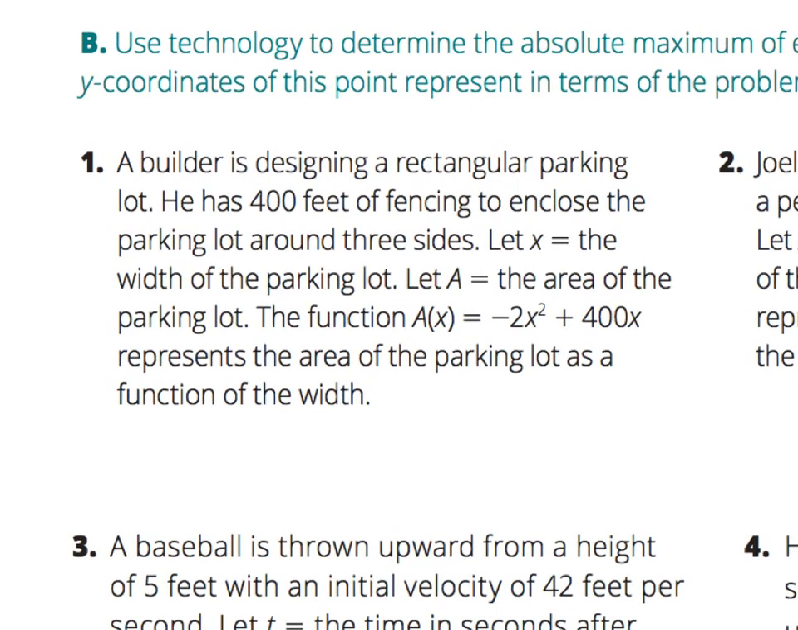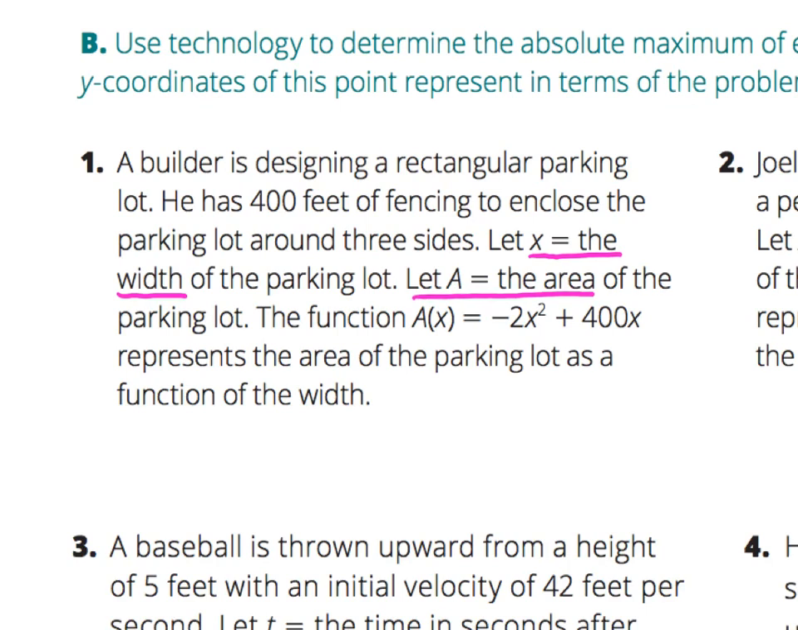He has 400 feet of fencing to enclose the parking lot around the 3 sides. Let x equal the width of the park, and let A equal the area of the park, in the function A(x) = -2x² + 400x.